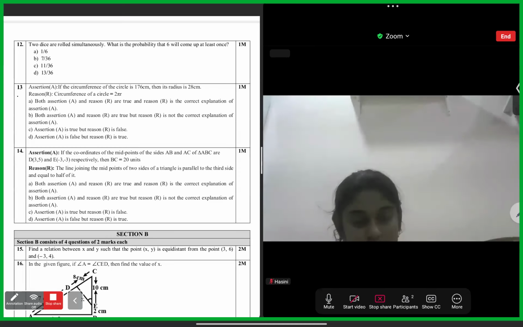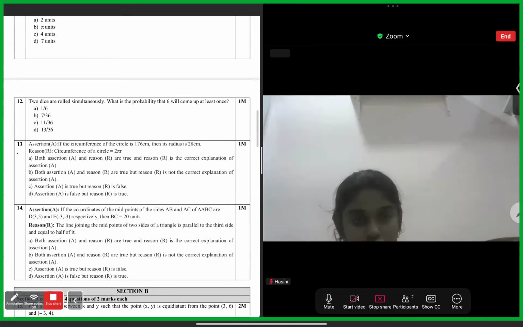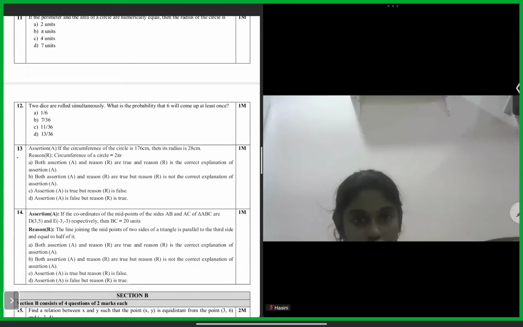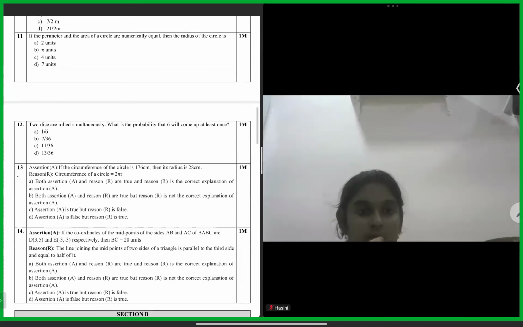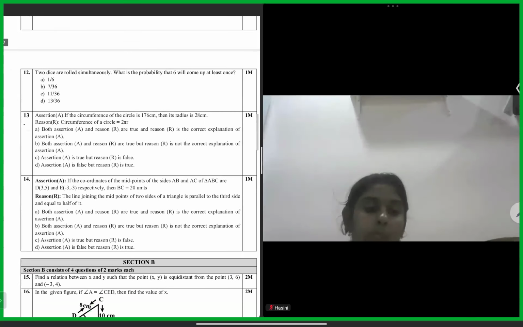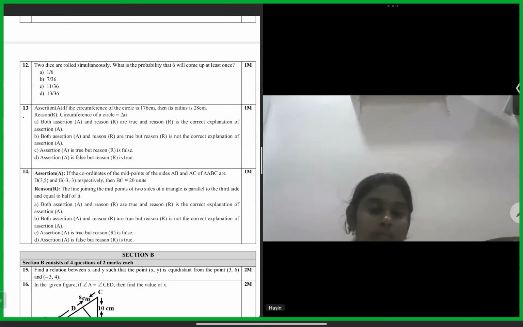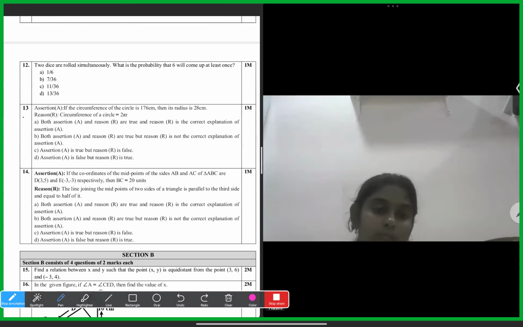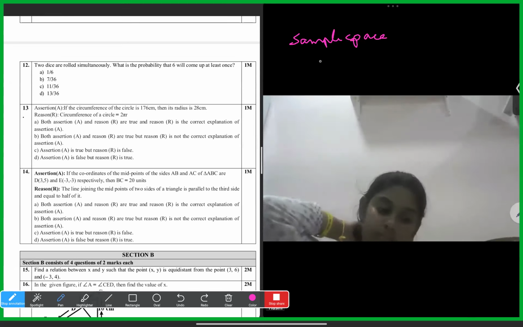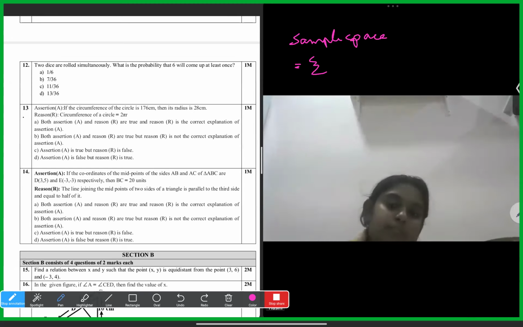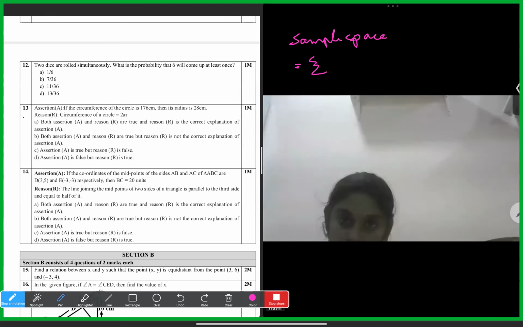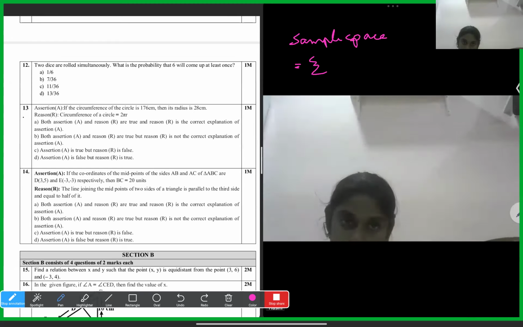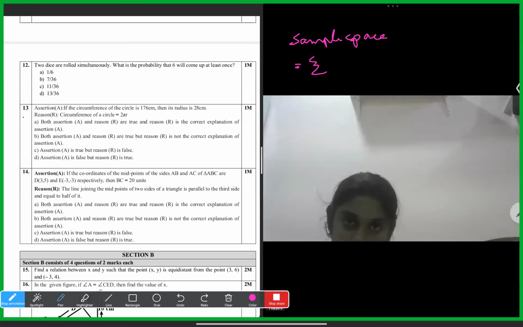So, Hasni, 12th question: 2 dice are rolled simultaneously. What is the probability that 6 will come up at least once, Hasni? We already know the probability chapter. 2 dice are rolled simultaneously. With 2 dice, we know the outcomes will be, that is, we call it the sample space. Sample space means the total number of outcomes, which we write in flower brackets. With 2 dice, we will get in total 36 outcomes, Hasni.